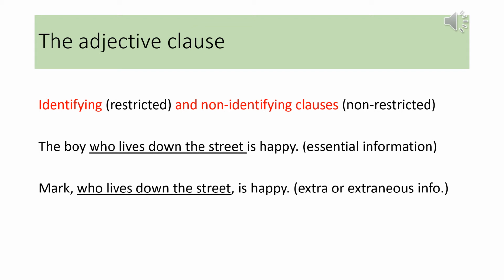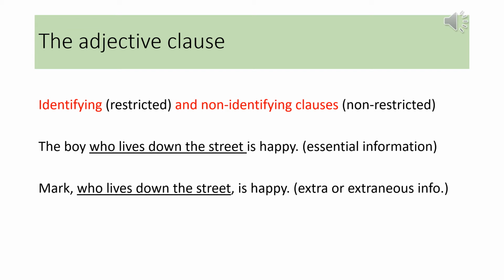In the second sentence, Mark, comma, who lives down the street, comma, is happy. The adjective clause here, who lives down the street, is considered extra information, or extraneous, because the subject has been identified as Mark. So this is called a non-identifying clause because Mark has already been identified. So in this case, you put commas around your relative clause. So in the second sentence, Mark, who lives down the street, is happy. The only thing that's important in this sentence is Mark is happy. The other part, the relative clause, the adjective clause, is just extra information.